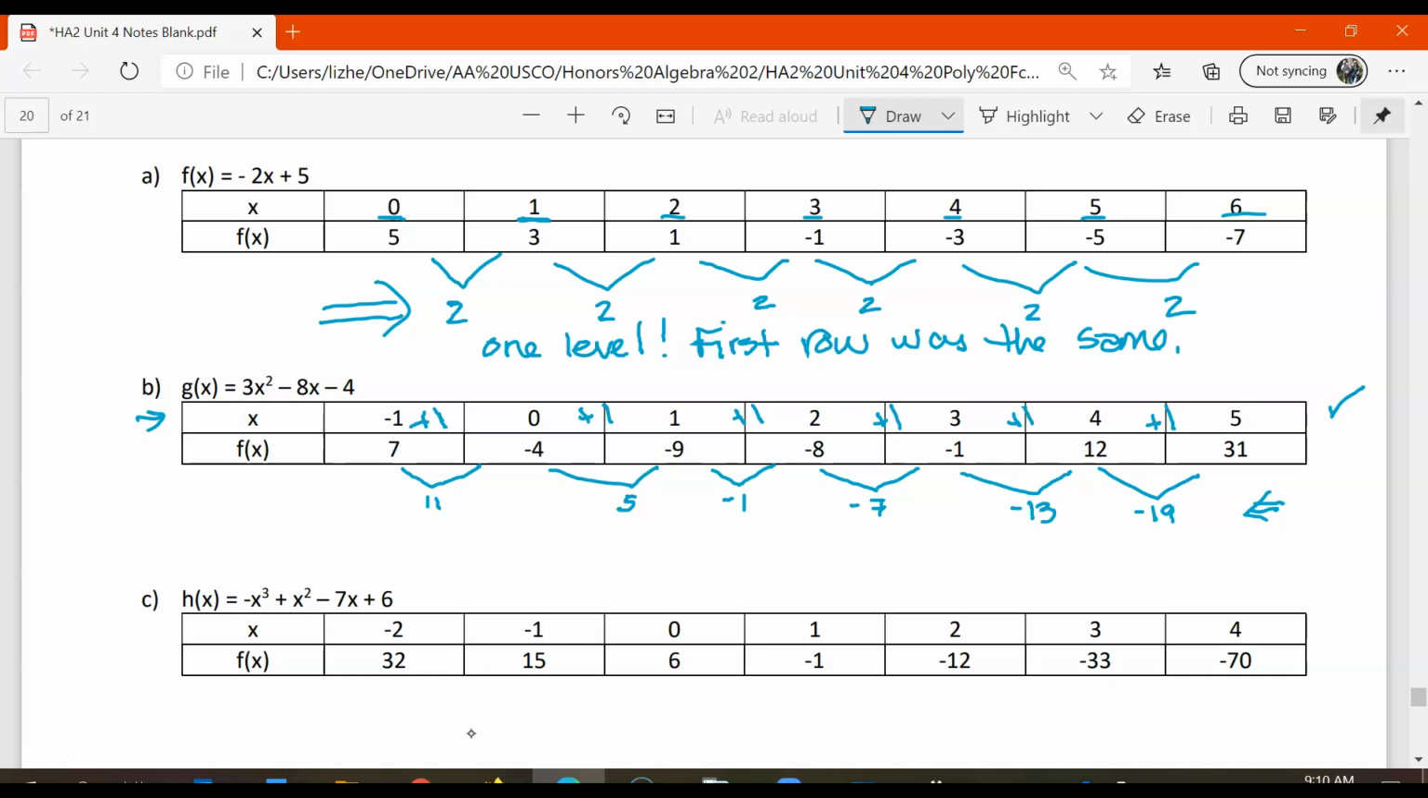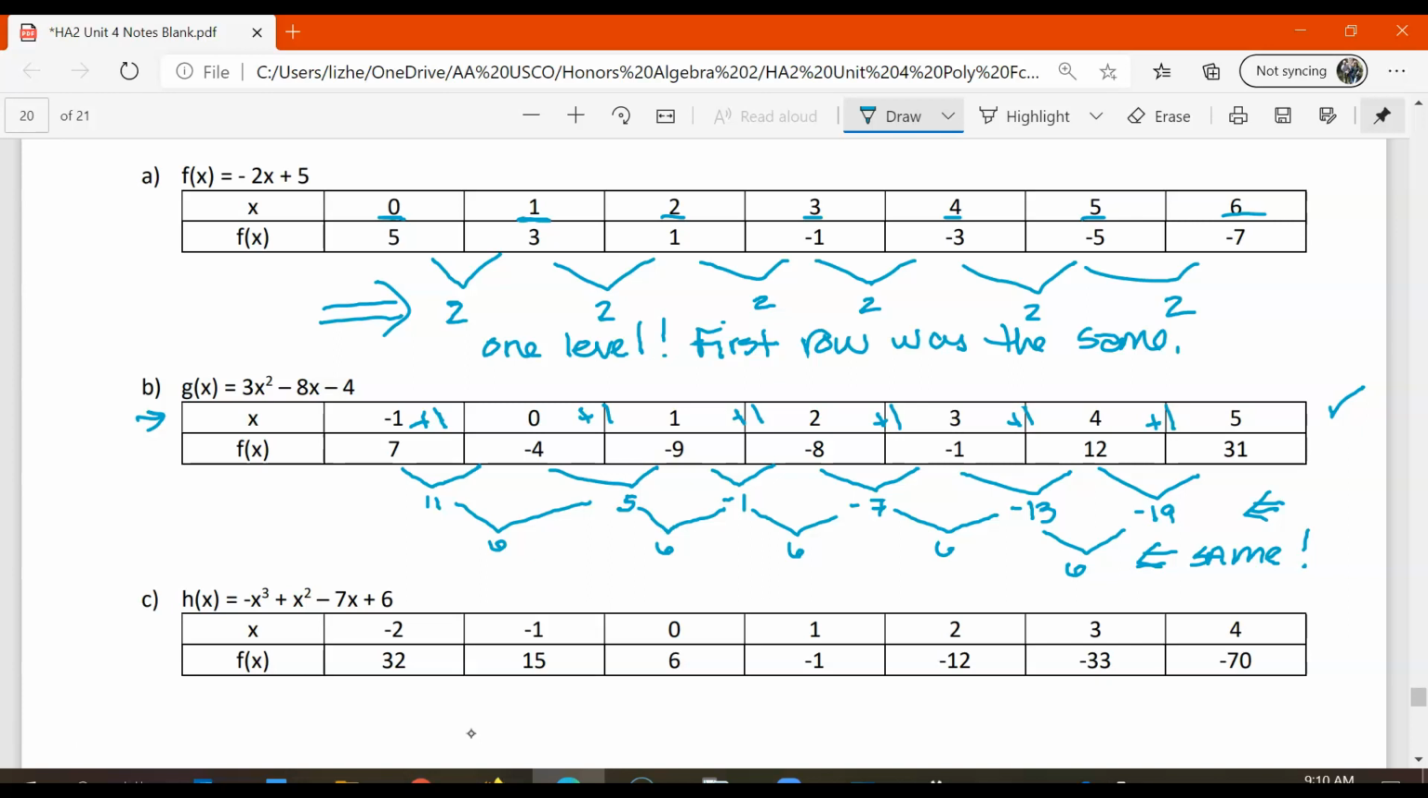So now we're going to do it again. 11 minus 5 is 6. 5 minus a negative 1 is 6. Negative 1 minus a negative 7 is 6. Negative 7 minus a negative 13 is 6. Negative 13 minus a negative 19 is 6. And there we have it. They are the same. Yay. And so we can stop now.